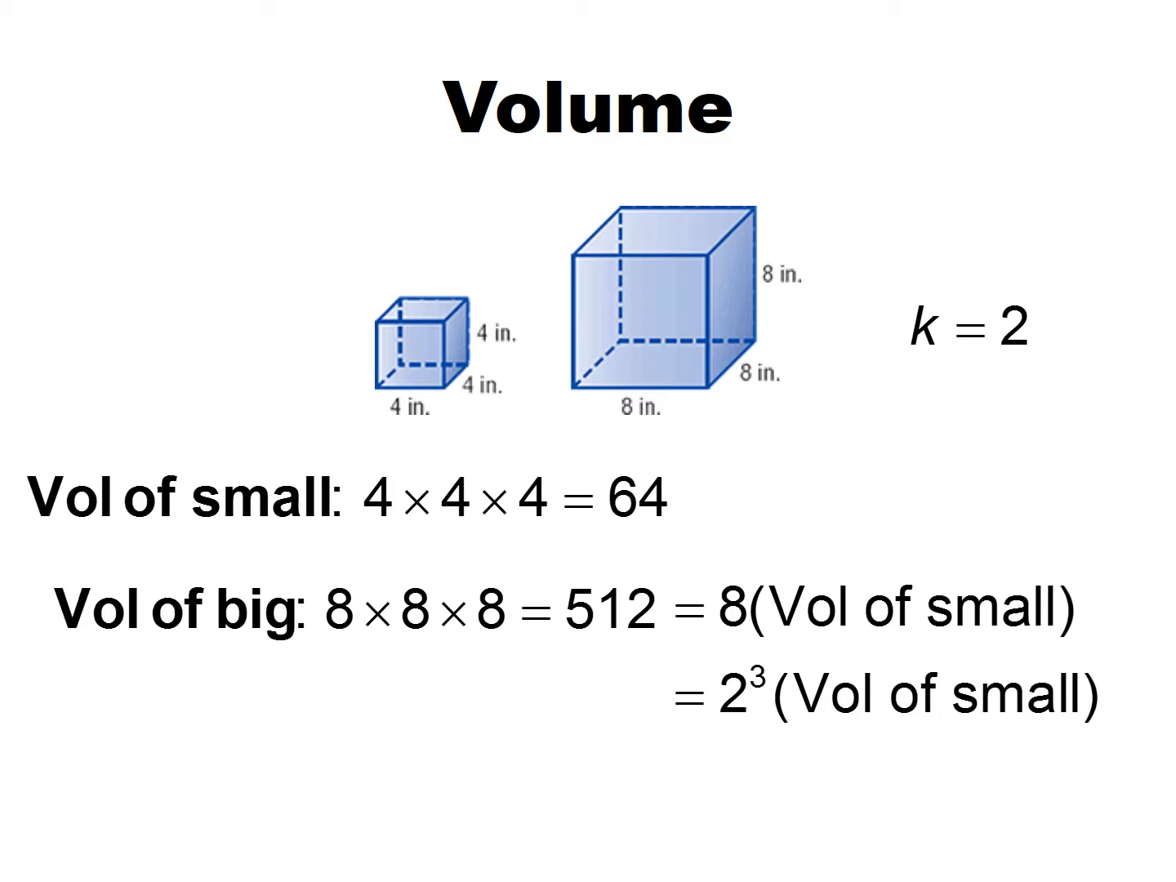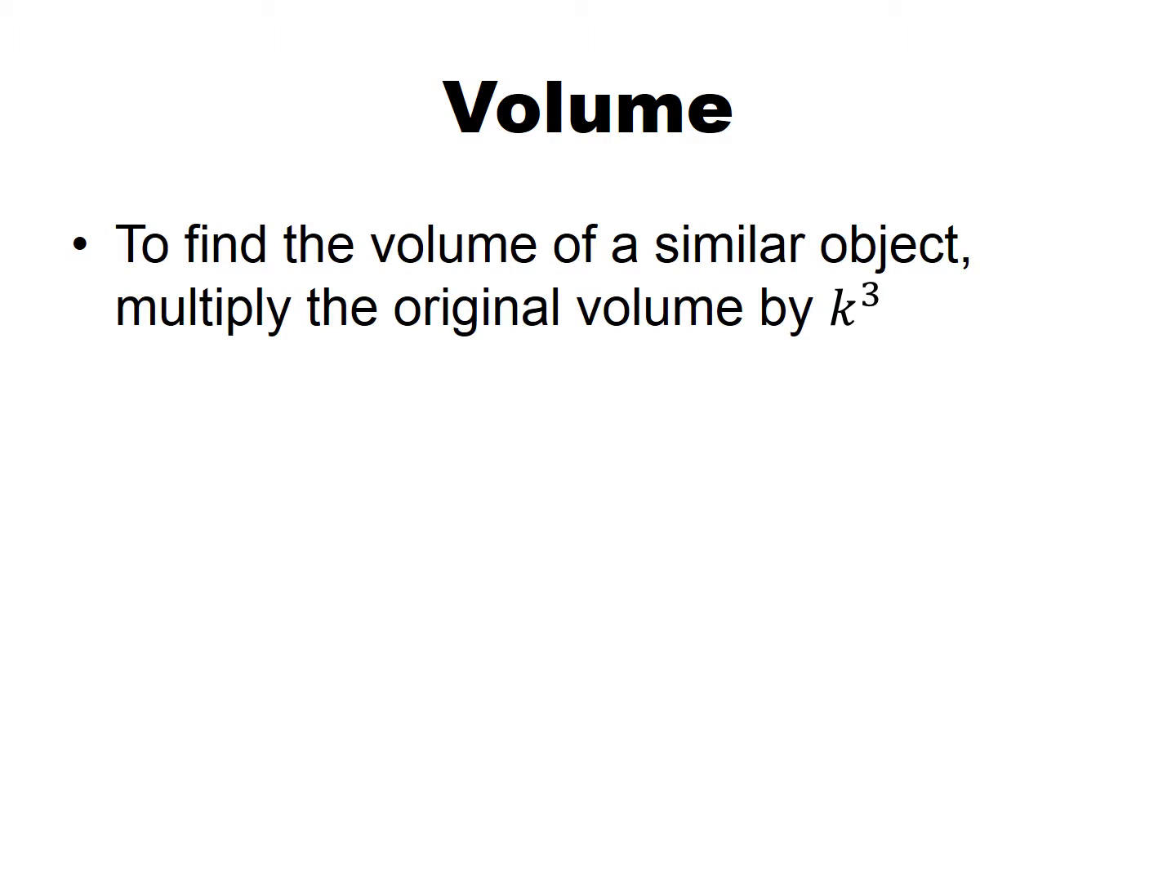Now, what's significant about 8? Well, 8 is 2 cubed. Where does the 2 cubed come from? Well, 2 is k, and the cube is due to the fact that we're dealing with volume. The volume in this case would be inches cubed, just like when dealing with area, we multiplied by 2 squared, because area was like square inches or square feet or whatever. So to generalize this example, what we've illustrated is that to find the volume of a similar object, we multiply the original volume by k cubed. We don't multiply by just k or just k squared, we've got to multiply by k cubed.